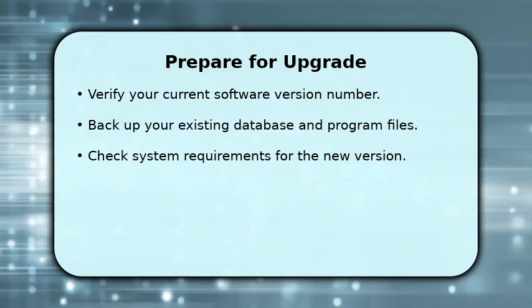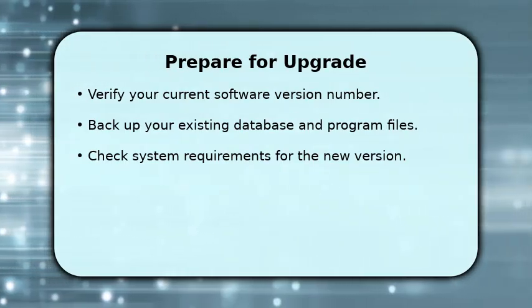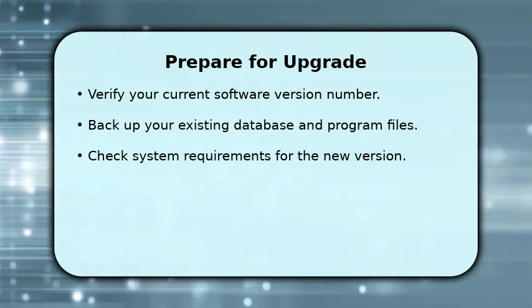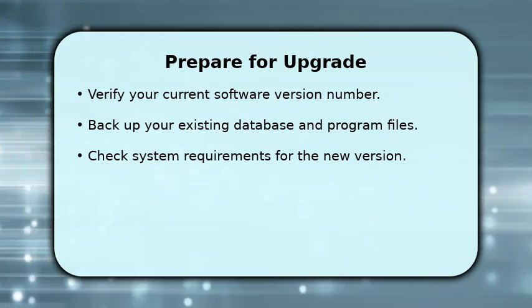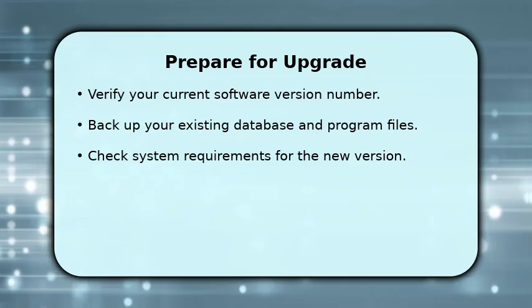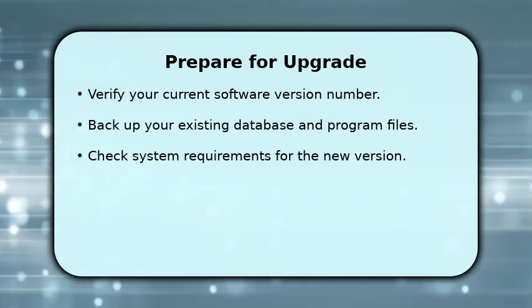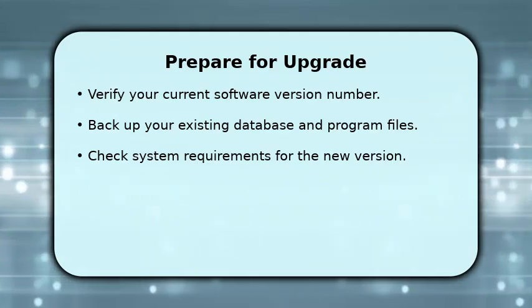Before beginning the upgrade, it's crucial to prepare your system. Start by noting your current software version. Then, create a complete backup of your Office Taxi Boss database and any associated files. This step is vital for data recovery if any issues arise. Finally, review the system requirements for the new version to ensure compatibility.